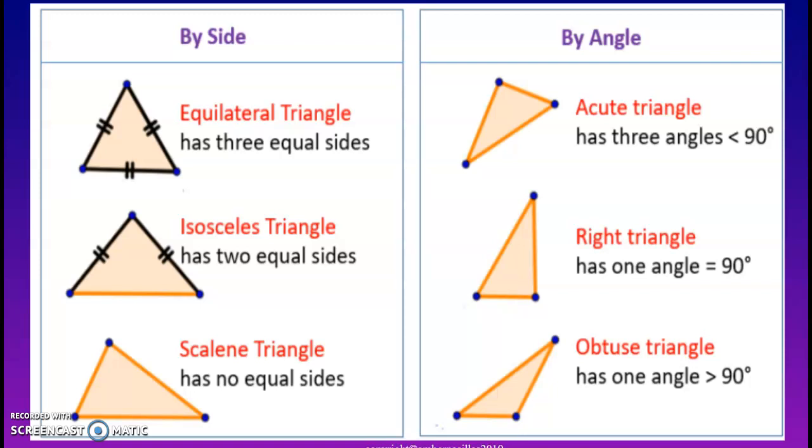You can also classify triangles by angles. An acute triangle has 3 angles that are less than 90 degrees. A right triangle has 1 angle that is equal to 90 degrees. And an obtuse triangle has 1 angle that is greater than 90 degrees.